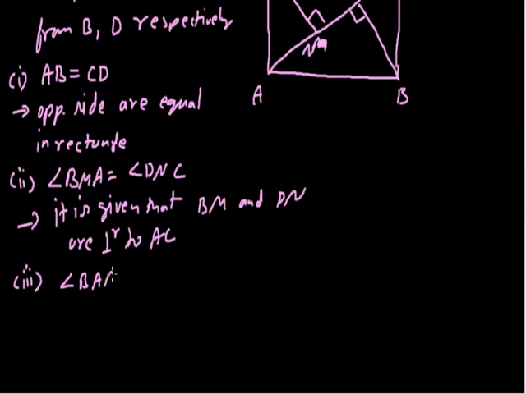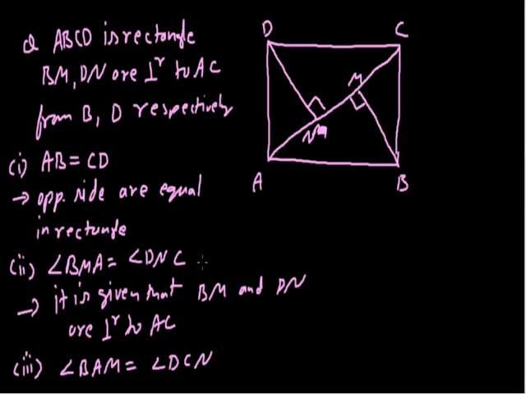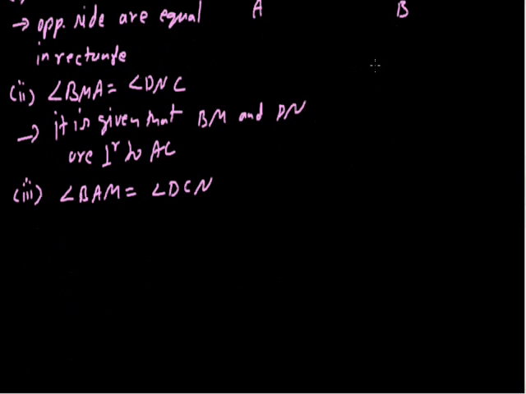is angle BAM is equals to DCN. Angle BAM, that is this angle, is equals to DCN. It means this angle. Yes, they are equal. Why? Because ABCD is a rectangle, or you can say it is a type of parallelogram. So that's why AB and CD are parallel, and AC is a transversal. So that's why this angle C is equal to this angle A. So these two angles are equal because they are alternate interior angles. Reason: alternate interior angles are equal. So this is the reason why these two angles are equal.